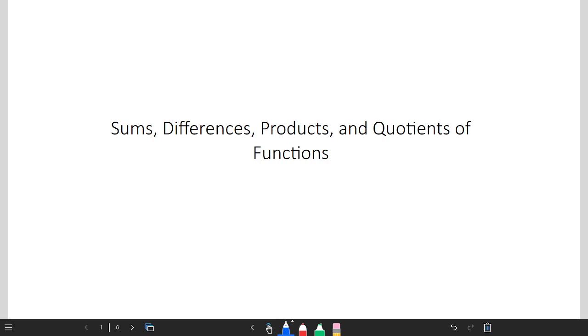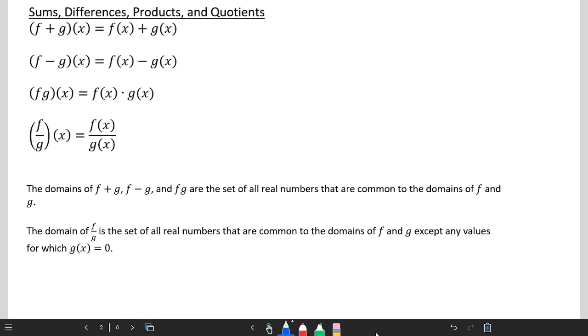In this video, we're going to discuss sums, differences, products, and quotients of functions. To find the sum of a function, we're basically just adding those two functions together. If we wanted to know the value of f plus g for a specific input, we're just finding the output from each function and adding them together. Similarly for differences, products, and quotients, we're just taking those two outputs and doing the operation.